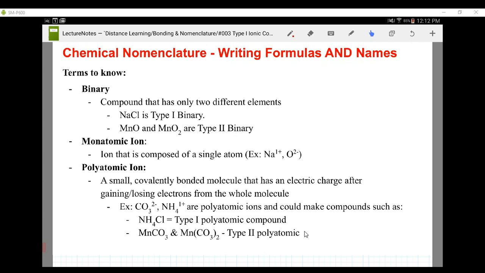What's different for polyatomics is that polyatomics are a cluster of atoms that are covalently bonded together, and then that whole unit, that whole molecule has a charge because the whole molecule has taken an electron from somewhere else. So for example, CO3 has 1 carbon and 3 oxygens all covalently bonded to each other, and then that group of 4 atoms has gained 2 electrons. Or in the second example, NH4 positive 1, we have 1 nitrogen bonded to 4 hydrogen atoms, and that whole cluster has lost 1 electron, giving it a positive 1 charge. For now, we're going to focus on just the monatomic and binary compounds.